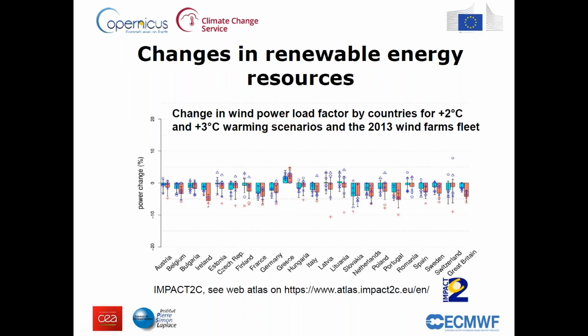And this was done in the previous project, Impact2C. And in this project, we also investigated how renewable energies would change in such scenarios with a 2-degree warming and 3-degree warming. And the plot shown here shows what is to be expected using several models. So the bars show the average of the models, and the individual points show the models. And the blue shows a 2-degree, and the red shows a 3-degree time period.